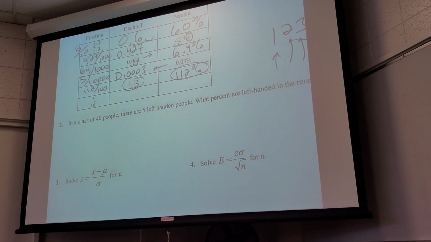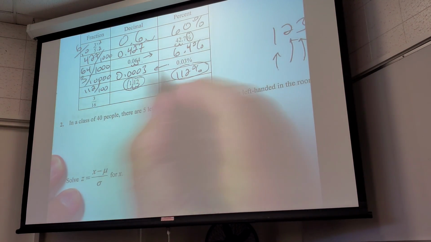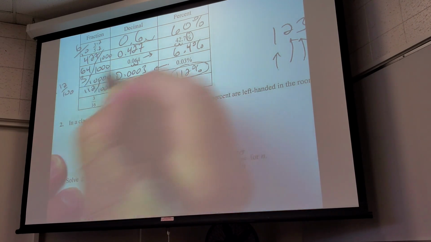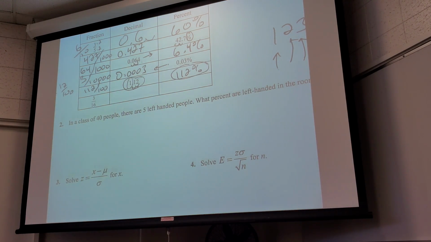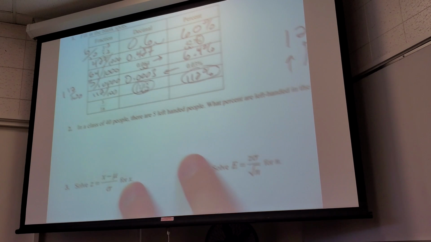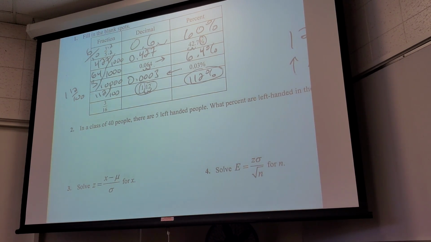All right. The other way to do this is one whole and 12 hundredths. And of course, it's the same thing, right? If you do the mixed number idea, 100 times 1 plus 12 is 112 over 100. All right, I like it. And then that last one.